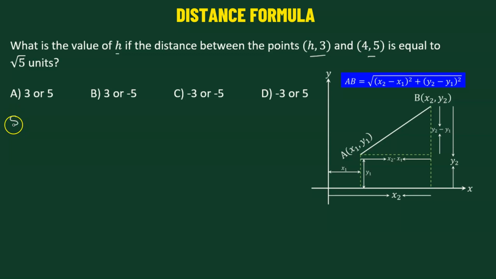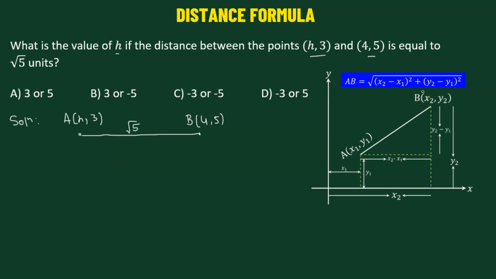Let us begin. So first, we will consider the point A, and let's say it has the coordinate h, comma 3, and we have another point B with coordinate 4, comma 5. We'll join the 2 points by a straight line, and the distance between those 2 points is going to be square root of 5 units. Now to find out the distance, we can use the distance formula.